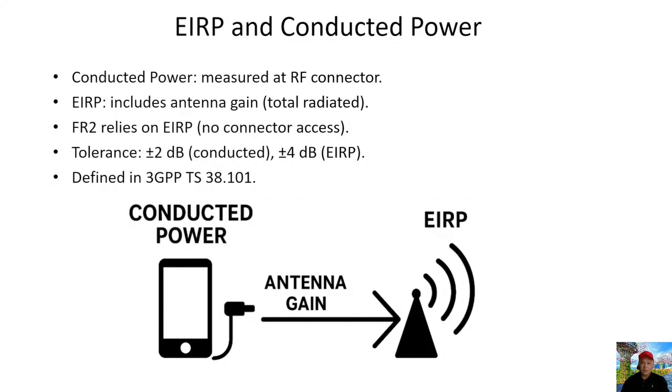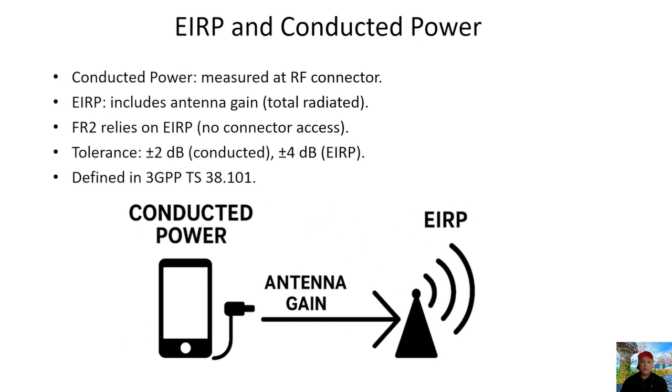Transmit power is specified in two main ways: conducted power and EIRP, or effective isotropic radiated power. Conducted power measures the level at the RF connector, while EIRP considers the antenna gain, the total radiated energy in a specific direction. In FR2, EIRP is the preferred metric, since devices often use phased arrays with no direct RF port.